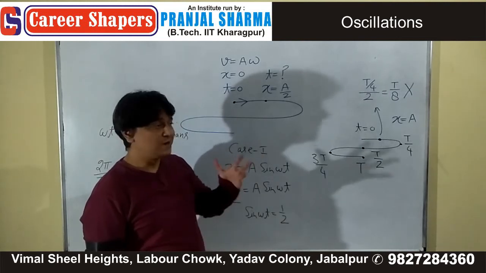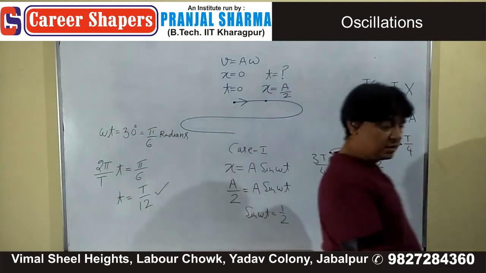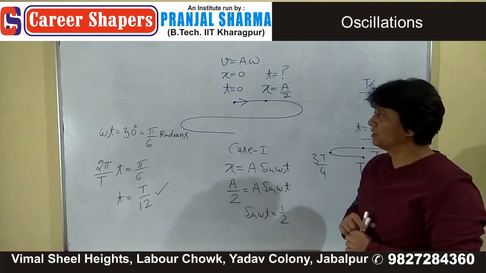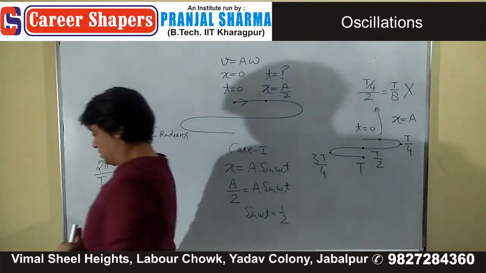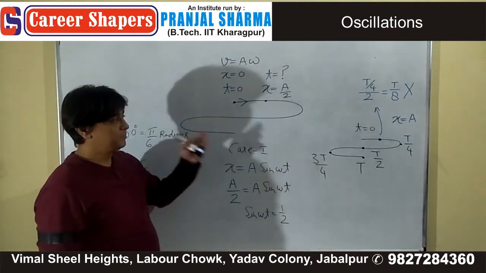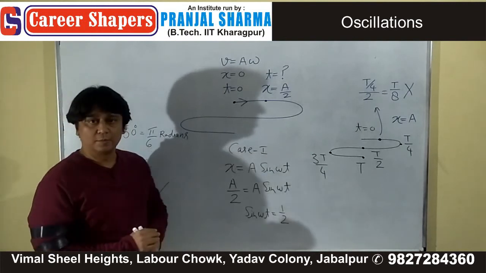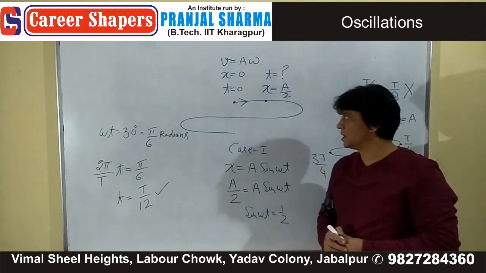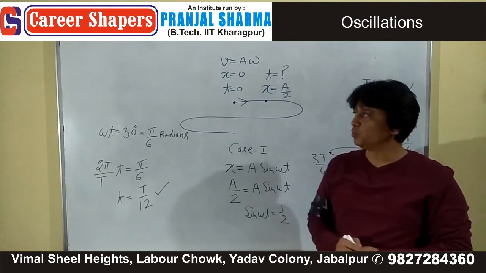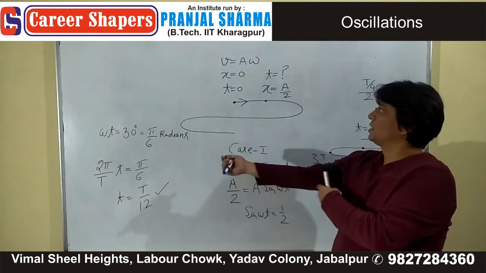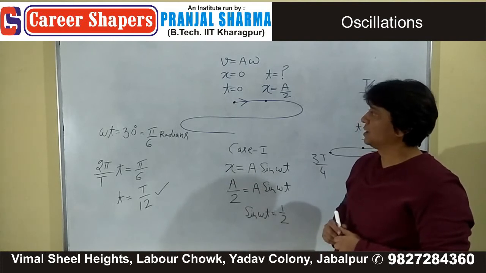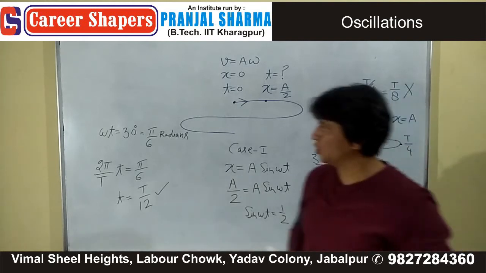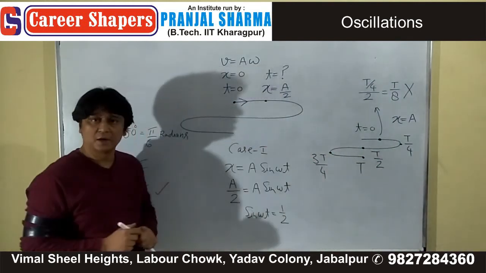Now, the second part, write down the question. Note down this and then write down the next question. Object starts from positive amplitude. In what time will it reach x equals to A by 2?